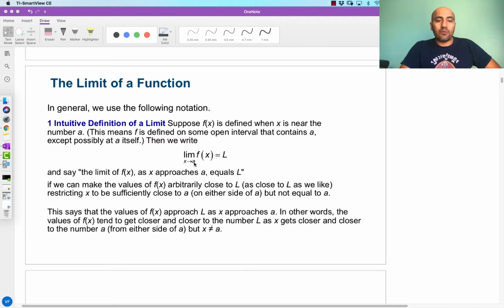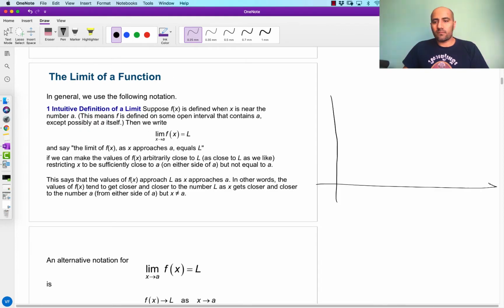So the limit as x approaches a of f of x equals L, and we say that the limit of f of x as x approaches a equals L, if we can make the values of f of x arbitrarily close to L, or as close as we like, restricting x to be sufficiently close to a on either side of a, but not equal to a necessarily. Okay, so let's draw a little picture of what all this means here.